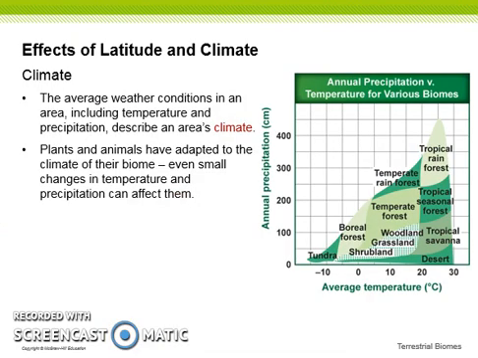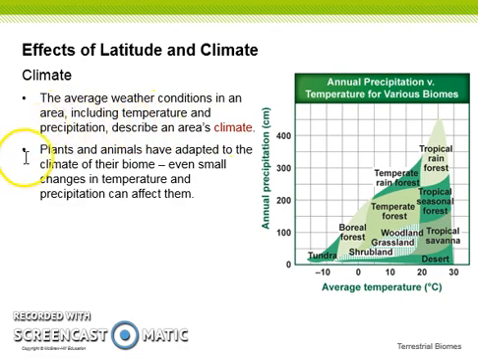Next, either with a highlighter, a different colored pen, or with a little star in the margin, you need to note that there has been a change. We're going to talk about climate. Climate, the average weather conditions in an area, including temperature and precipitation, describe an area's climate.